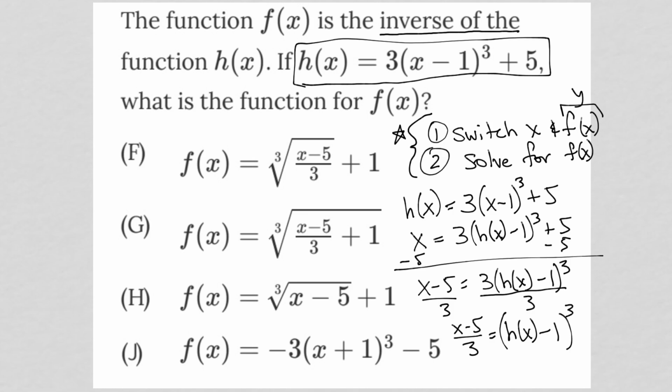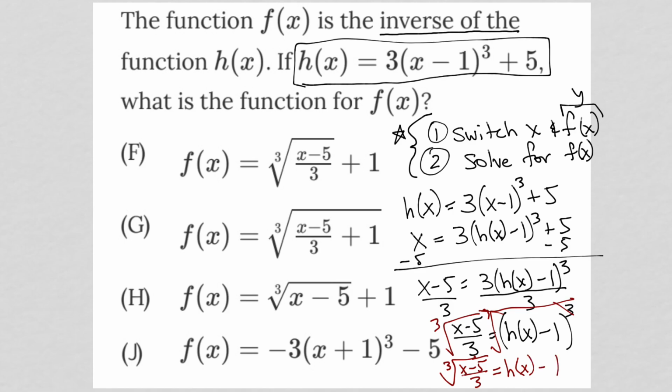I would then do a cube root. I'm going to just change the color here that I use. So I then do a cube root on both sides. That cube root would cancel out the cube on the right and leave me with a cube root x minus 5 all over 3 is equal to h of x minus 1.